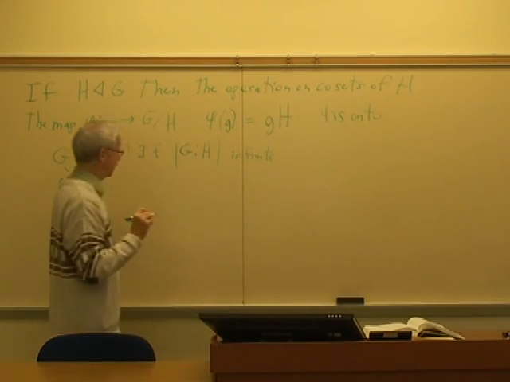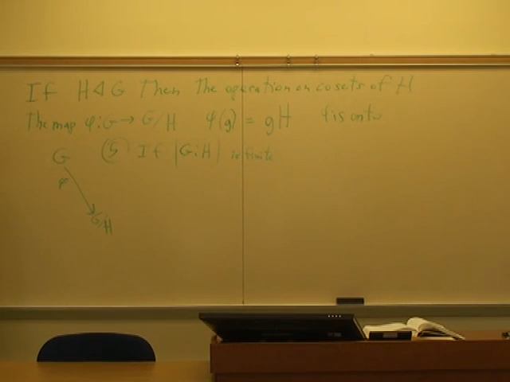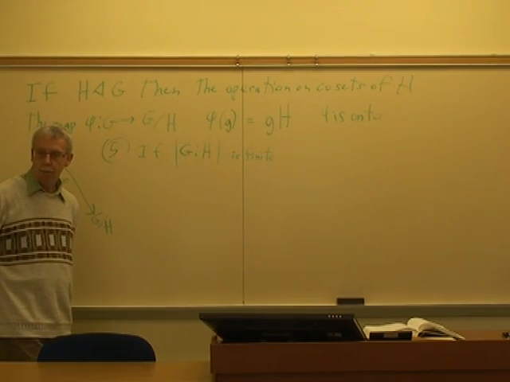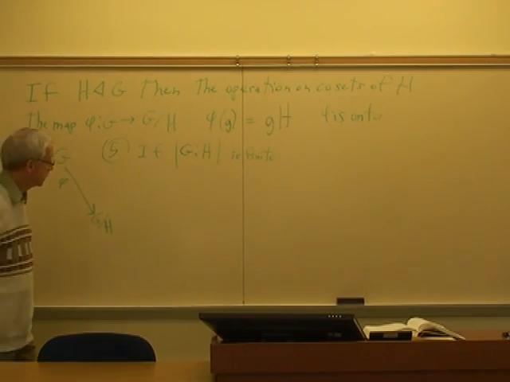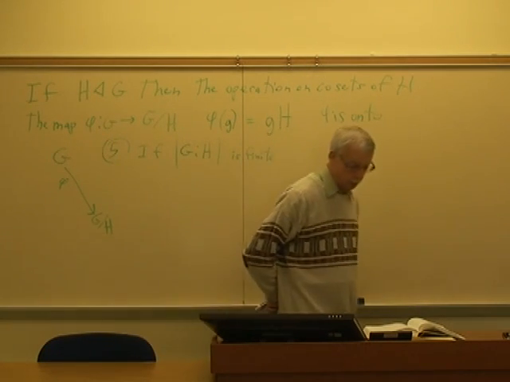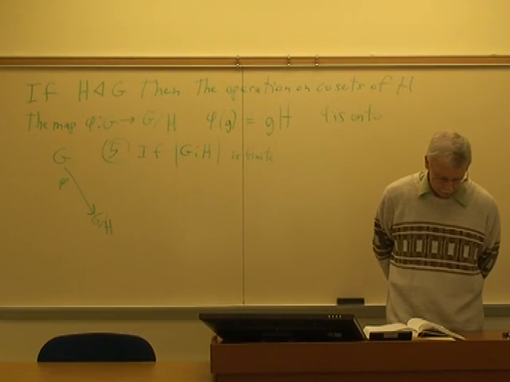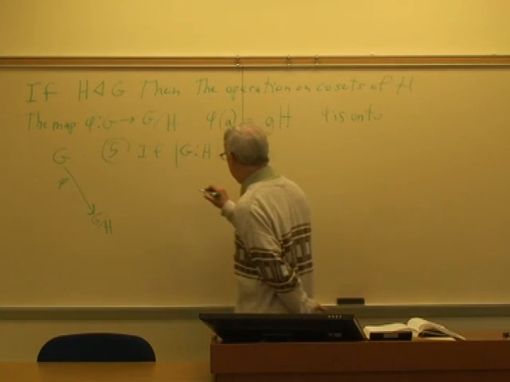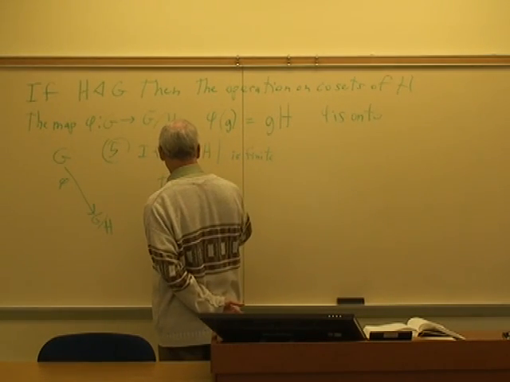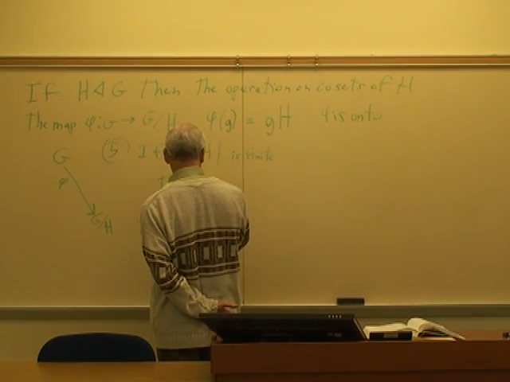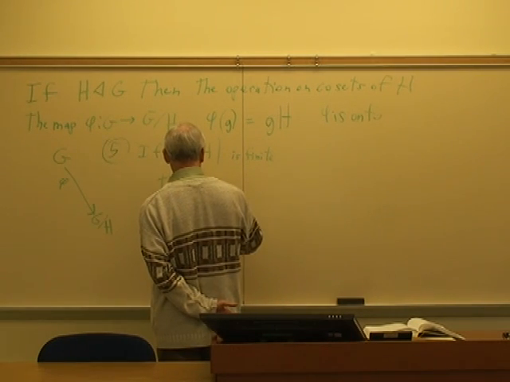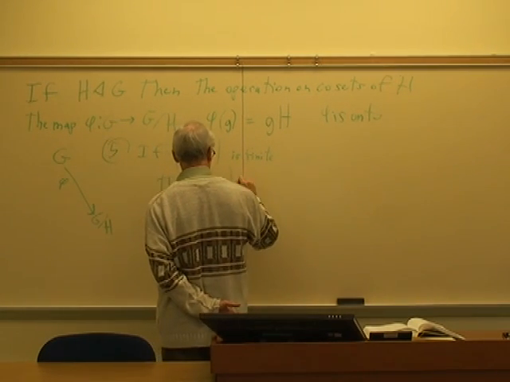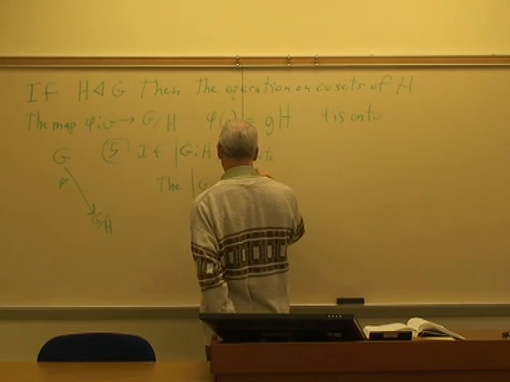If the index is finite, what's the index? The number of cosets. It doesn't mean G is finite, but the number of cosets is finite. Then the size of G mod H is equal to this index.